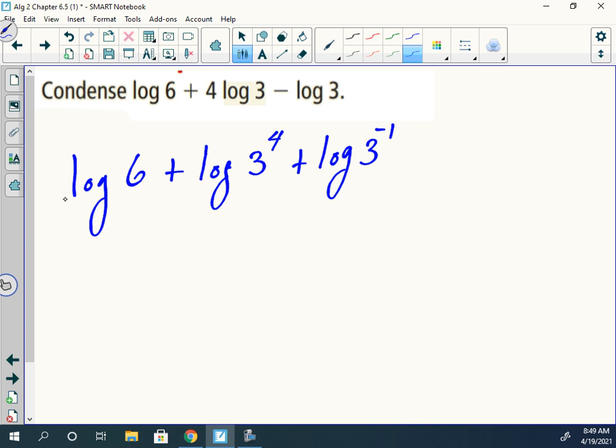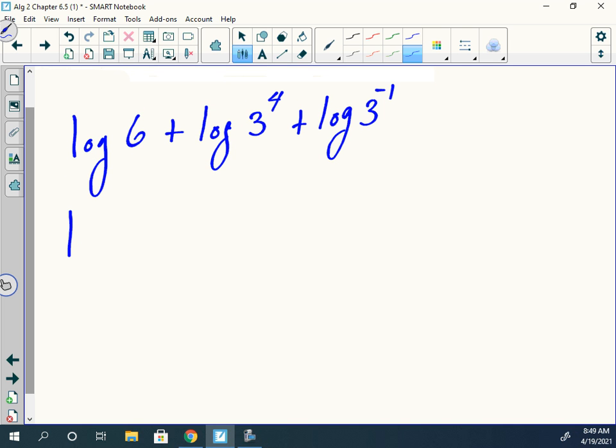Well, since I have 3 things being added together, we can rewrite them as multiplication. So we'd have 6 times 3 to the 4th times 3 to the negative 1. 3 logs with the same base being added together, we can rewrite as multiplication.